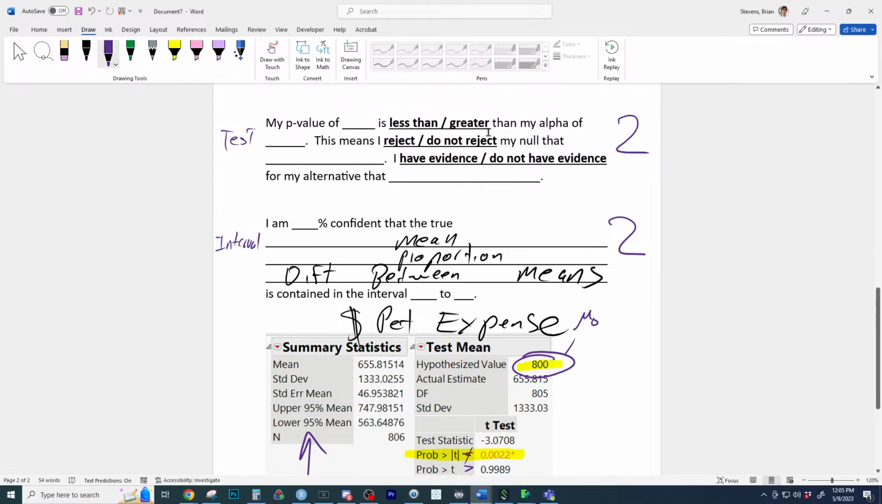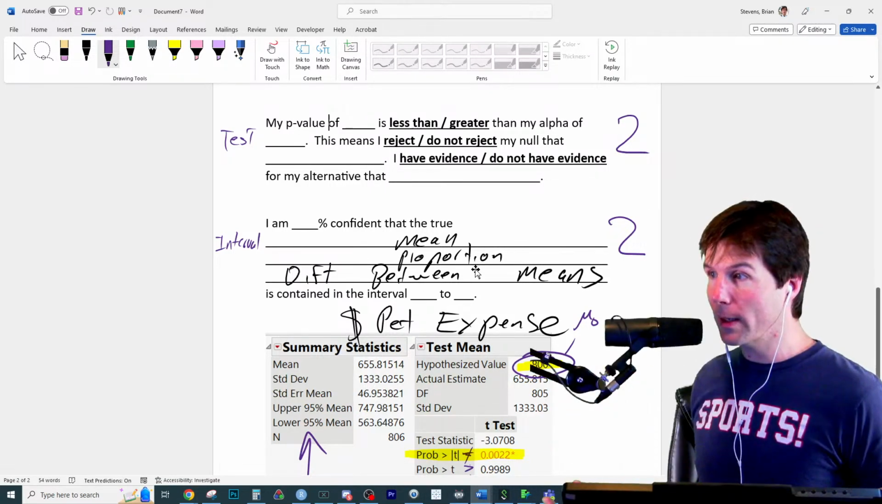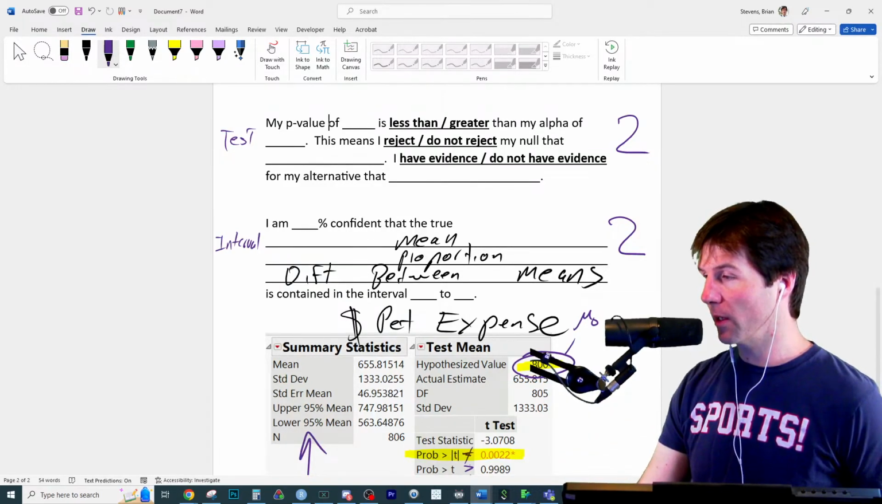My p-value of, state your p-value, is less than or greater than my alpha. State your alpha. This means I do not reject or do reject. I have evidence, and here's the confidence interval interpretation. So take screenshots of these or write them down yourselves because these are very important to solving questions.